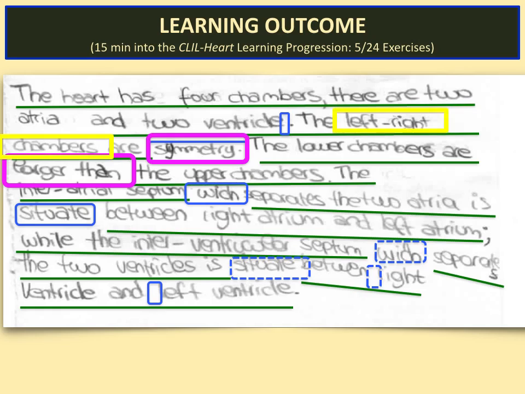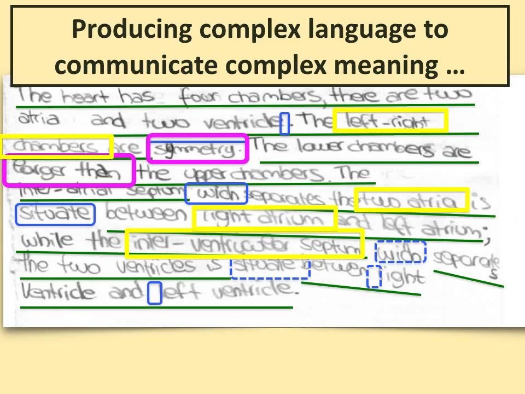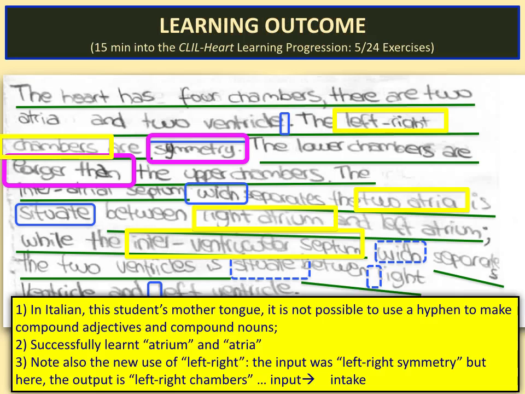Next, we can see these yellow rectangles. These yellow rectangles represent three very interesting learning outcomes. First of all, in Italian, which is this student's mother tongue, it is not possible to use a hyphen to make compound adjectives and compound nouns. As you can see, here the student successfully used the hyphen to indicate left-right chambers and interventricular septum, which was in the learning input. She also successfully learned atrium and atria, because she wrote here two atria and right atrium.